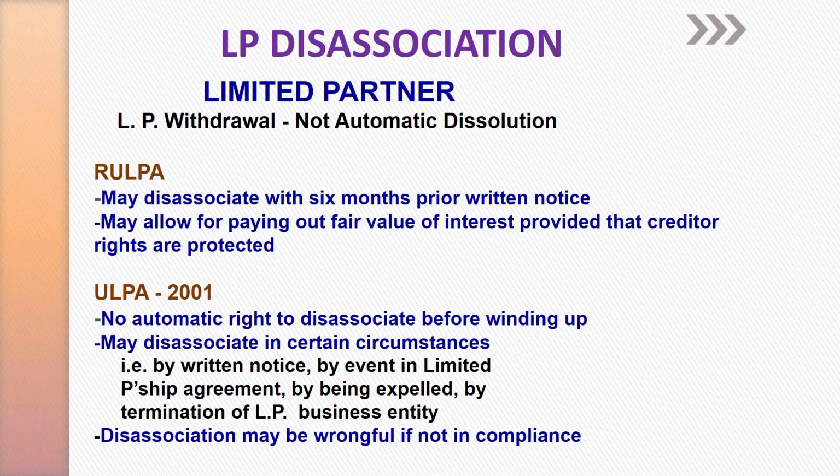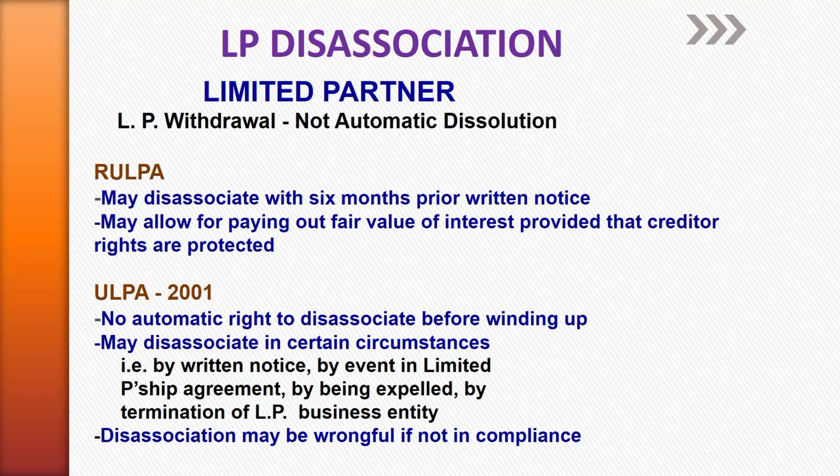What if a limited partner wants to get out? Well, normally you can disassociate with 6 months' notice, partly because you want to give time for the other partners to perhaps replace whatever investment you made in the business entity, which could be important, and it'll give them a chance to assess the value and make any payout to you that is potentially owed to you, as long as you are not harming creditor rights. So you're not paying out so much to that limited partner that you're not living up to your debts as a limited partnership. If you look at UPA 2001, there's no automatic right to dissociate before winding up.